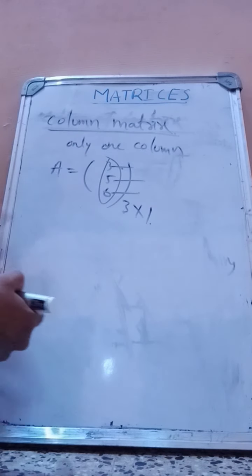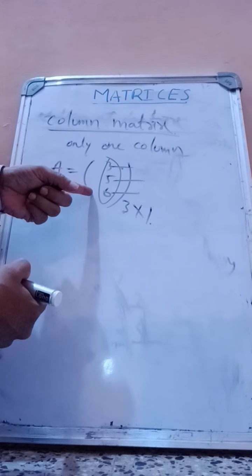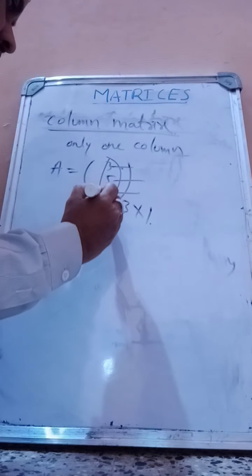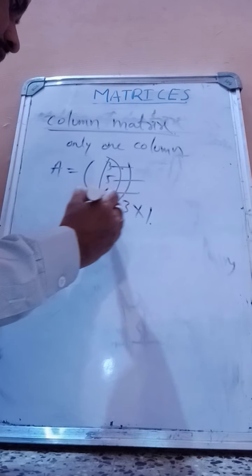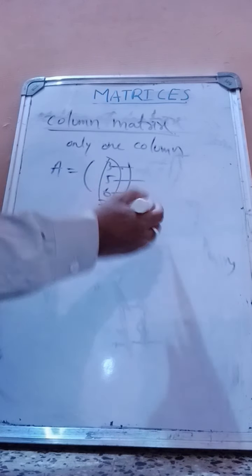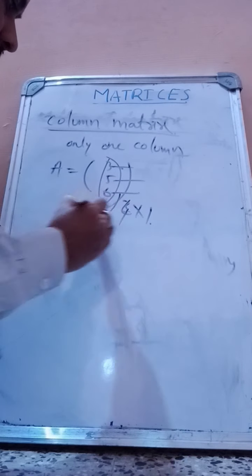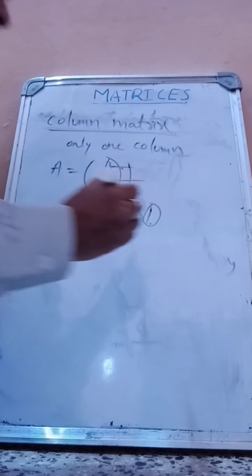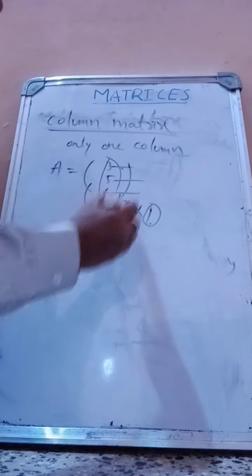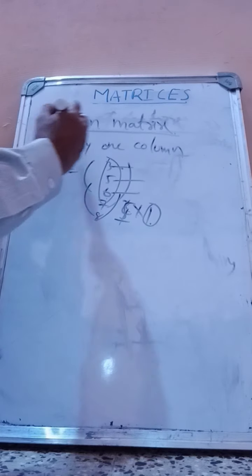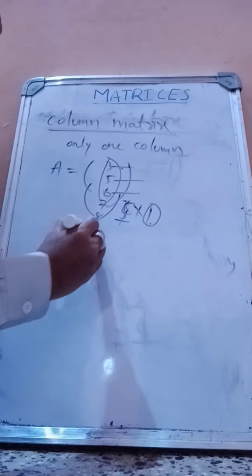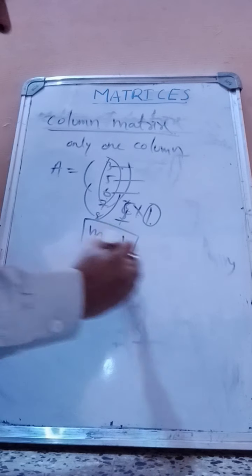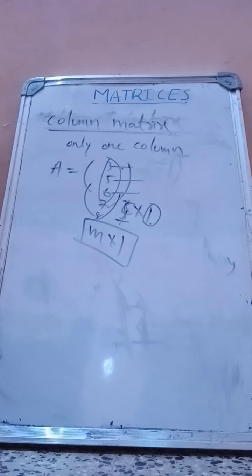Okay? So what is the generalized form of the column matrix? If you take another element, 3, 5, 6, 7, it will become 4 by 1. If we take another element, it will become 5 by 1. But the column is the same. Rows are changing. That's why the general form of the column matrix is m cross 1. So this is the general order of the column matrix. m depends upon the rows of this column. Okay? So this is the column matrix.